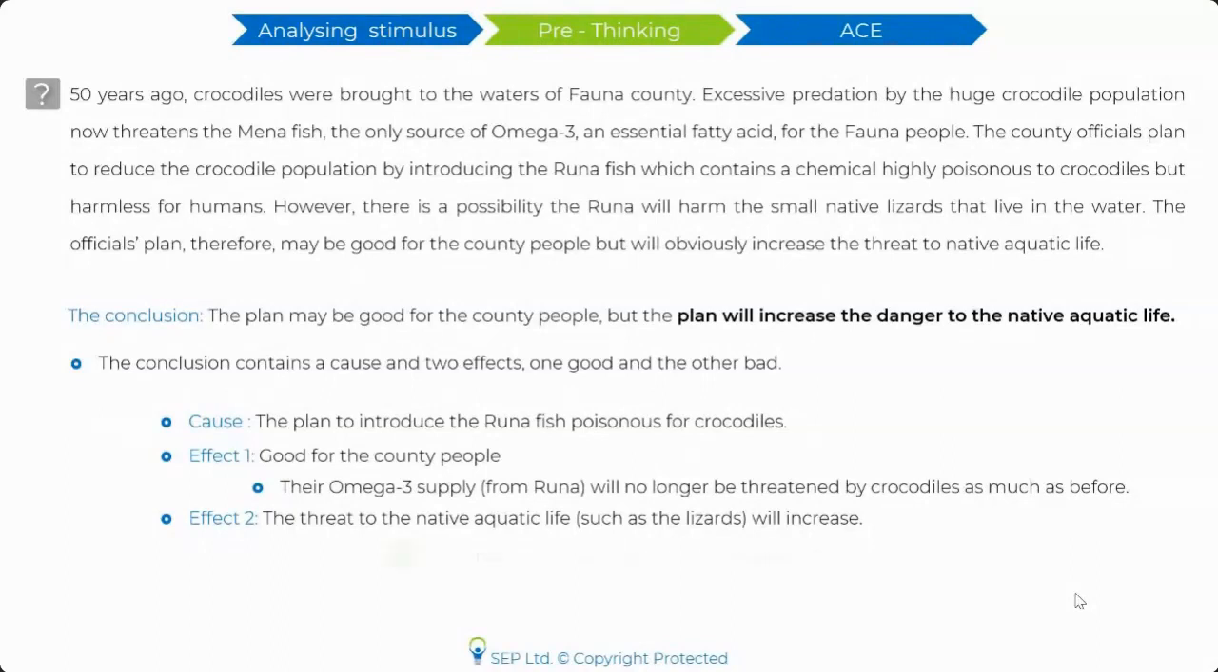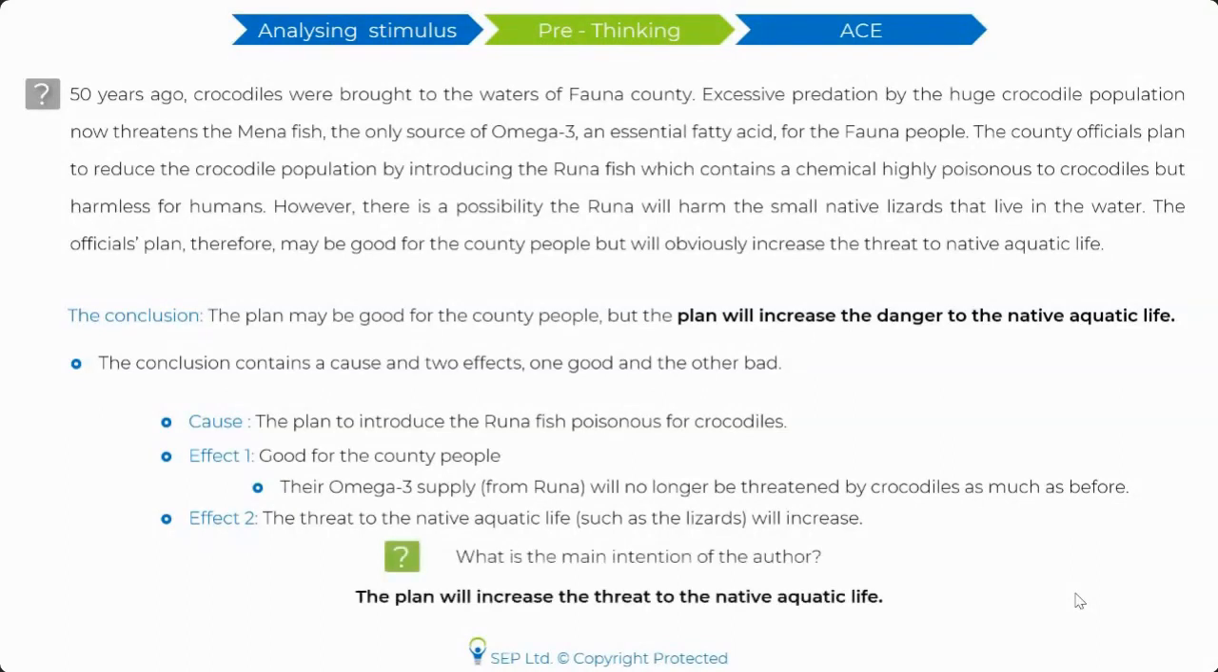All right? So here, as established, the main intention of the author is to state that the plan will increase the threat to the native aquatic life. So in that sense, the plan becomes the cause. Okay? And the effect becomes the increase in the threat to native aquatic life. Okay? All right? Is that clear?